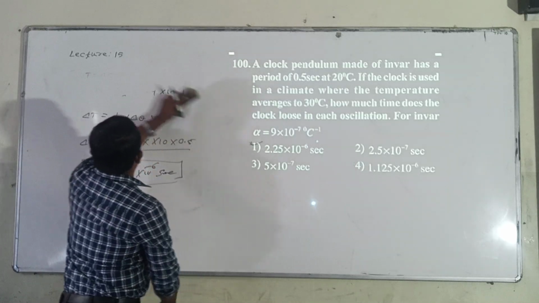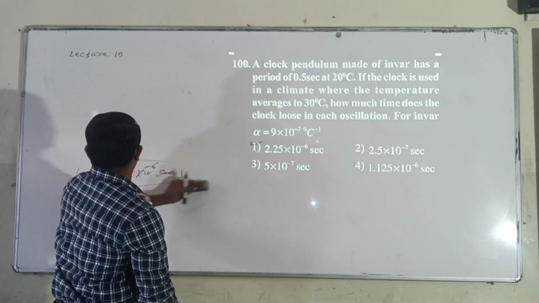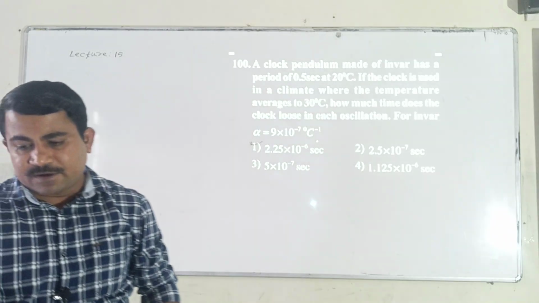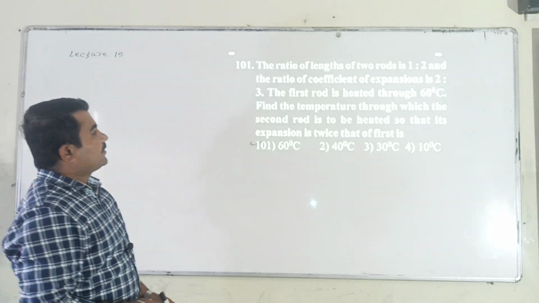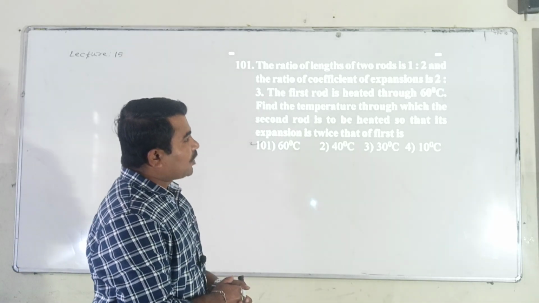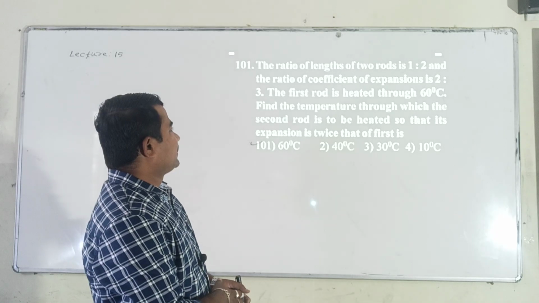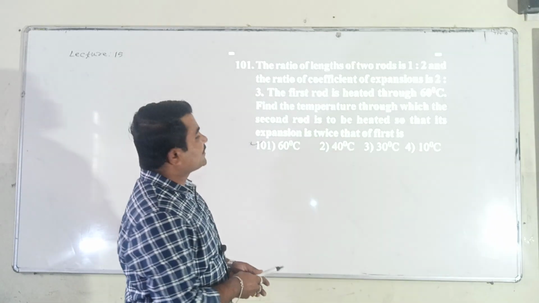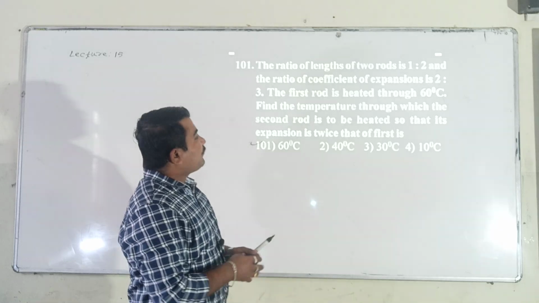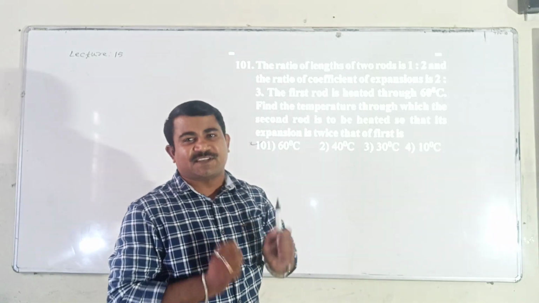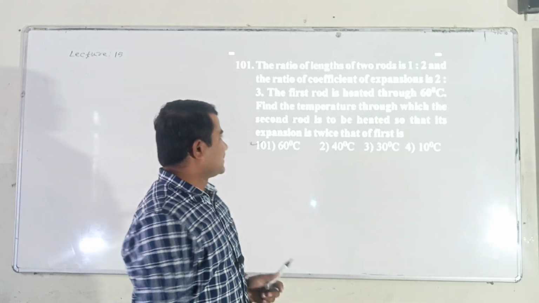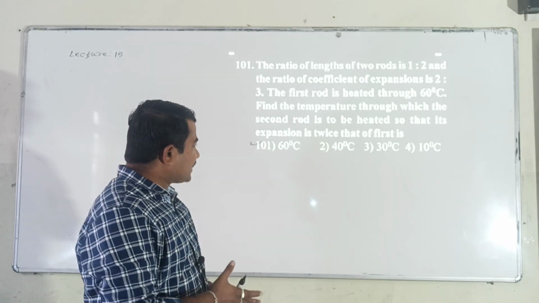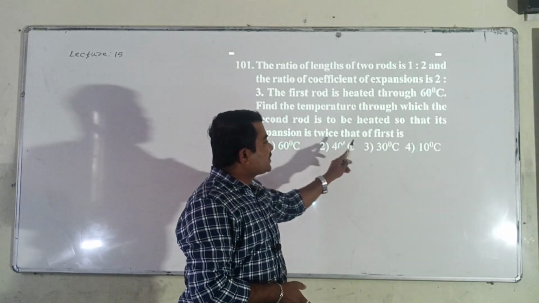Right. Next numerical we will go. The ratio of the lengths of two rods is 1:2 and the ratio of their coefficients of expansion is 2:3. The first rod is heated through 60 degrees Celsius. Find the temperature through which the second rod is heated so that its expansion is twice that of the first.